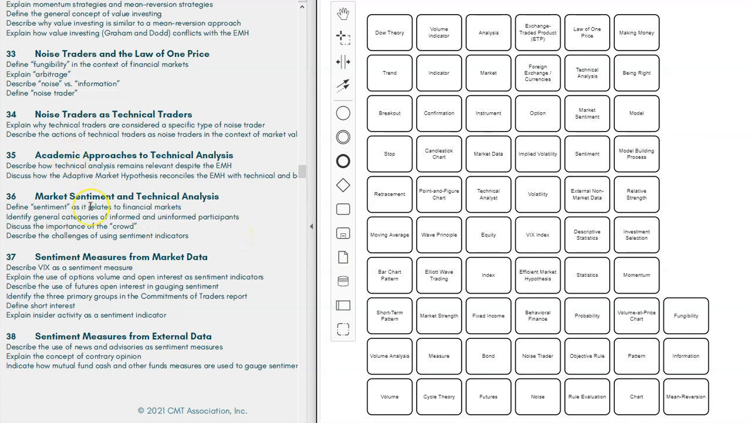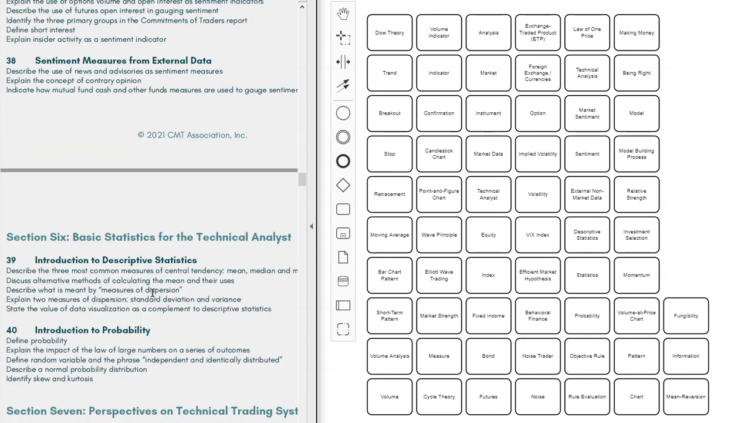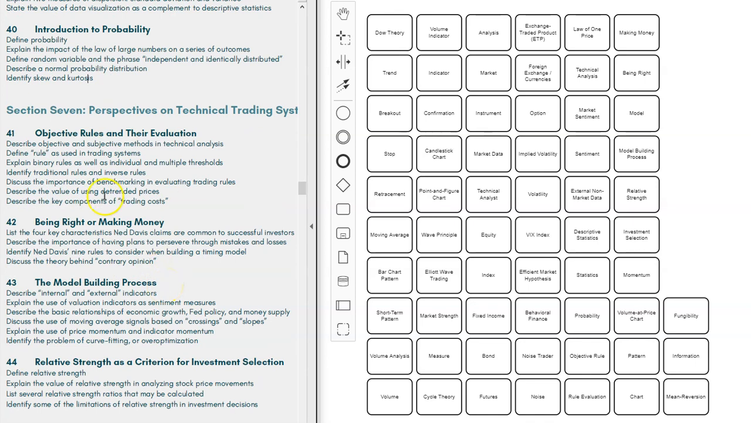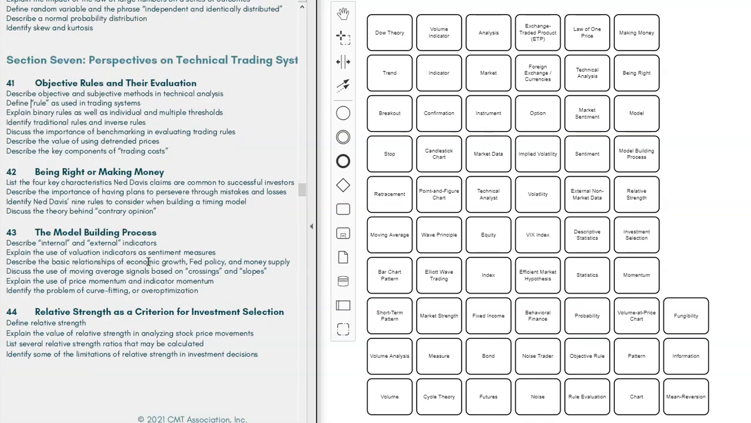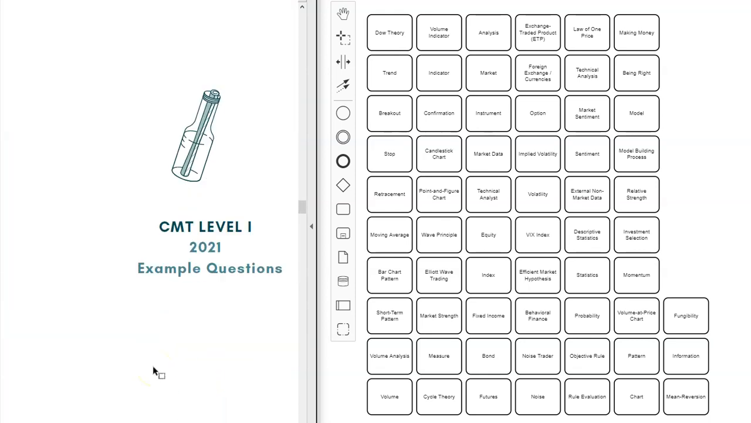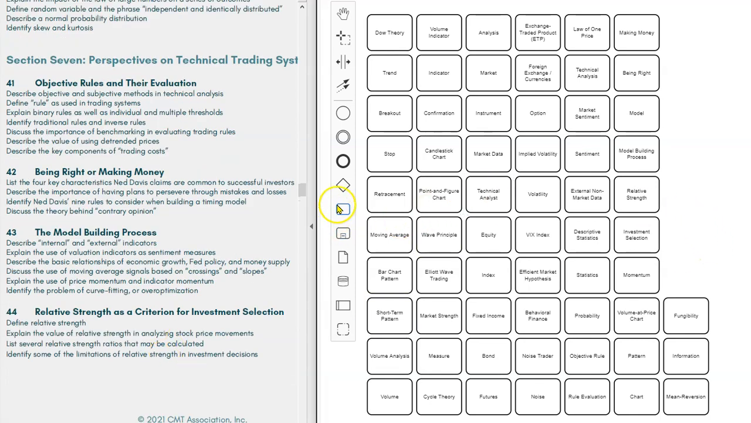Academic approaches. Sentiment, we got sentiment. Measures, we got measures. Different types of descriptives, measures of dispersion. That's an important one. Skew, kurtosis, it's important. Rules. I think most of these can stay in the next phase. So, all right, let's wrap it up with that.